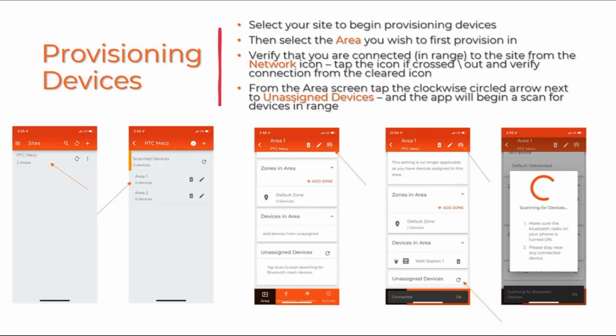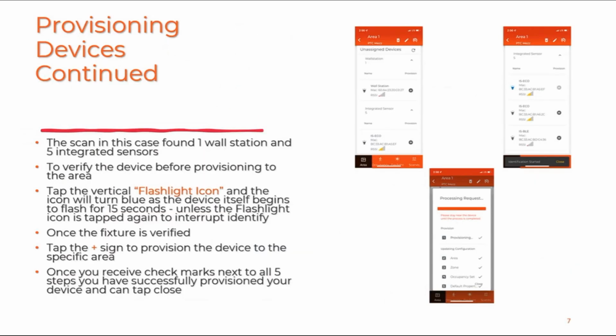Select the circled clockwise arrow next to unassigned devices to begin scanning for devices in range. Now in this case we found one wall station and 5 integrated sensors. To ensure that we're selecting the appropriate device, tap the flashlight icon and it will turn blue. The device itself will actually begin to flash for 15 seconds. This can be halted by selecting the icon again, and then we will tap the plus sign to provision our device.